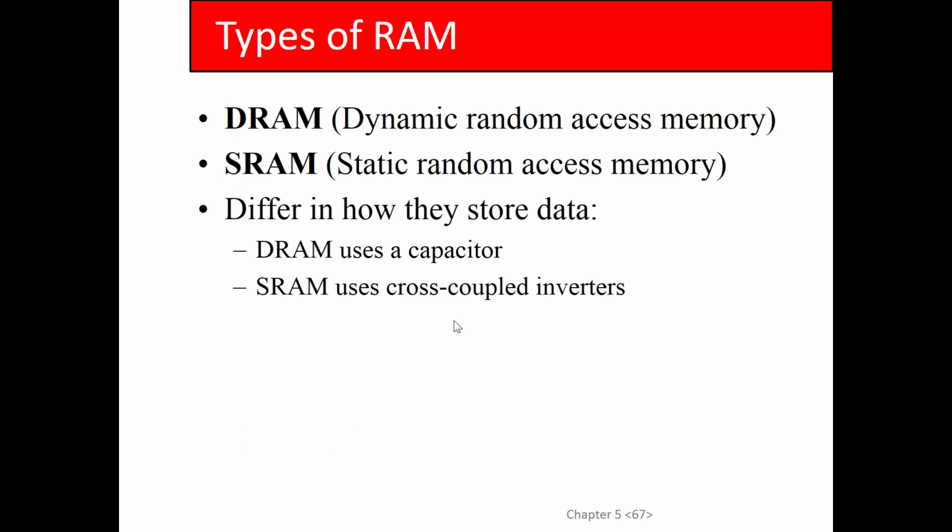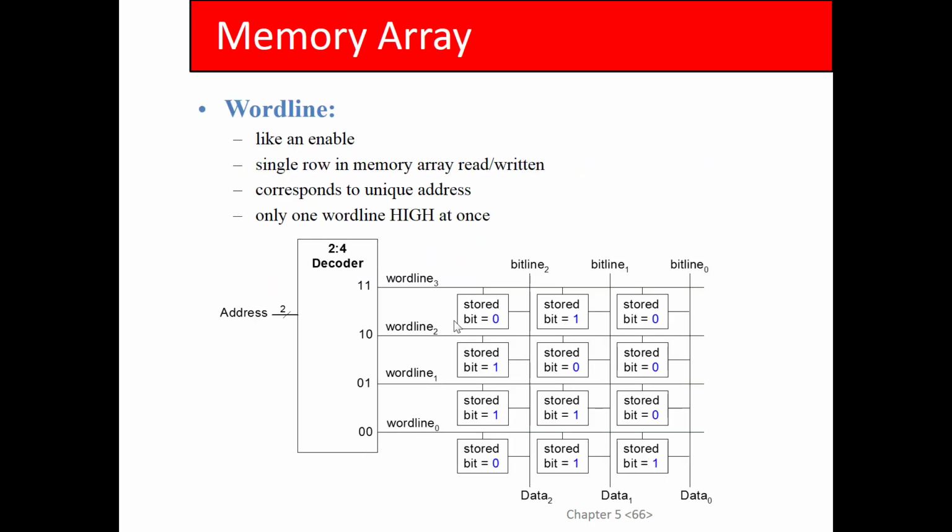Then there's also SRAM, static random access memory. And in SRAM, each one of those boxes is a cross-coupled inverter. It's two inverters facing one another, kind of like the real primitive form of the latch that I showed at the beginning of chapter 3. Okay.